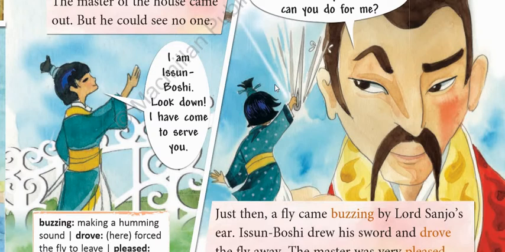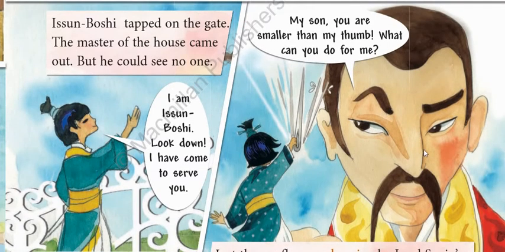So at that point, Ishubosi called him. Ishubosi said that he was right down there near the feet of Lord Sanjo. And then Lord Sanjo first underestimated Ishubosi, as Ishubosi was very tiny. So Lord Sanjo said, "You little tiny boy, how can you help me?"